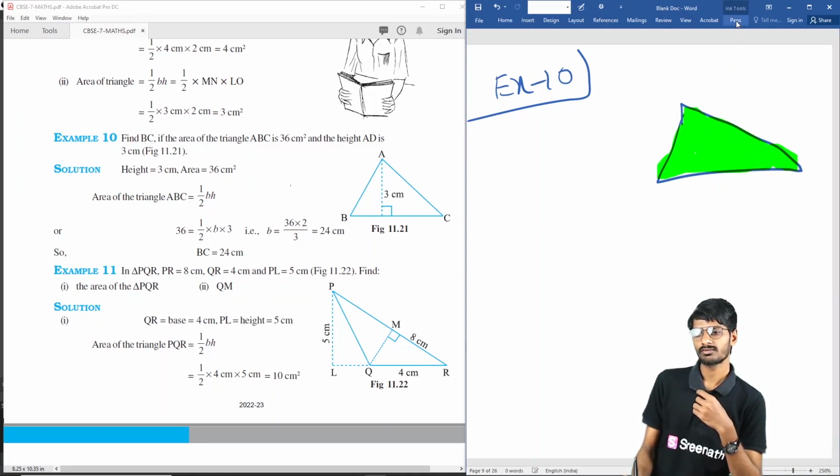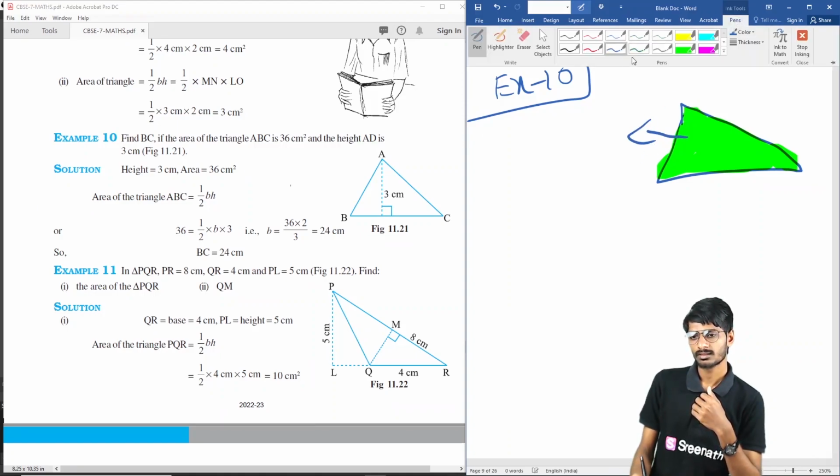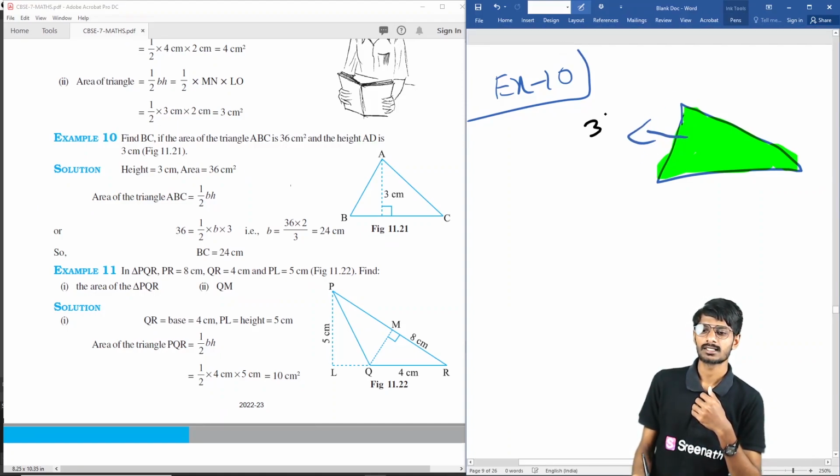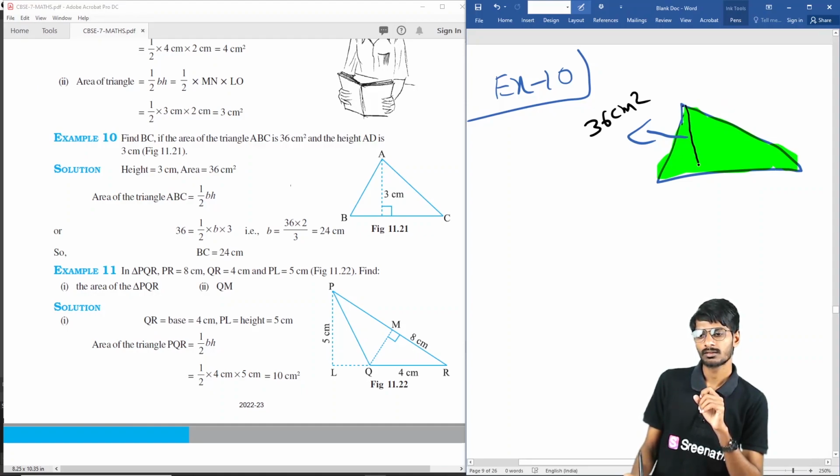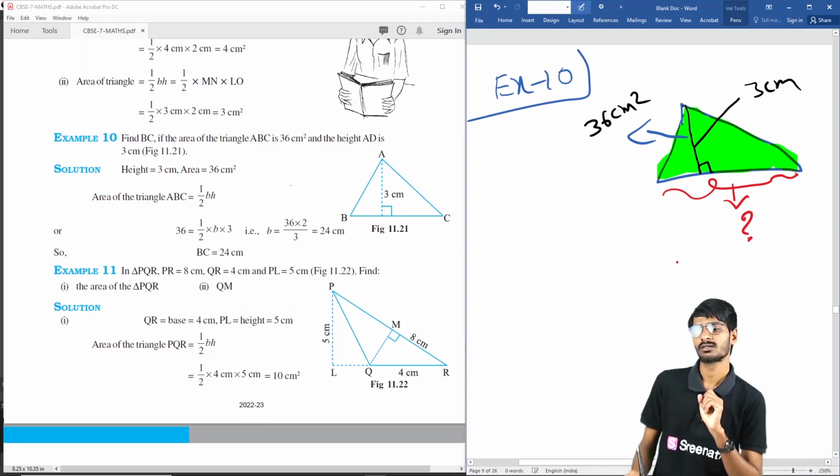They have given the area of this triangle. How much is it? It is 36 centimeters square total area, and the height AD from this point to this point is 3 centimeters. What we have to find out is this length. This length is the question mark.